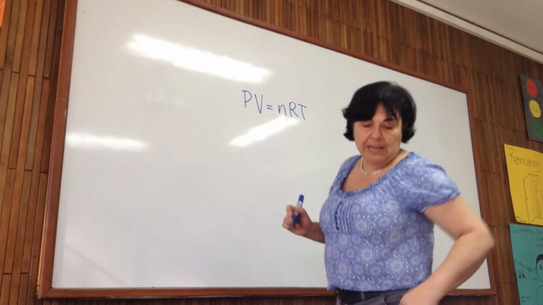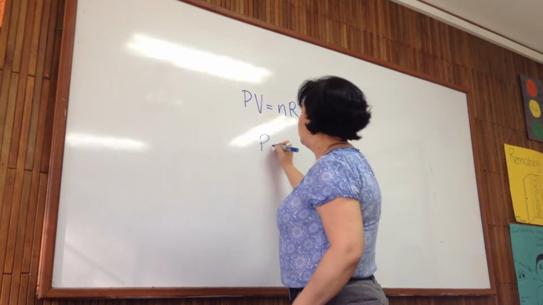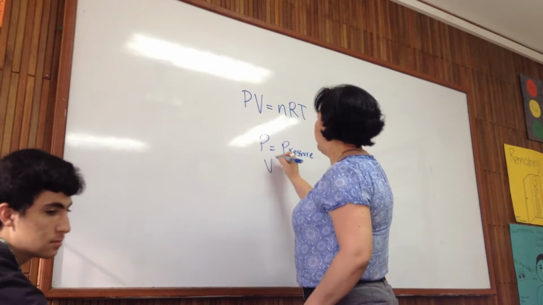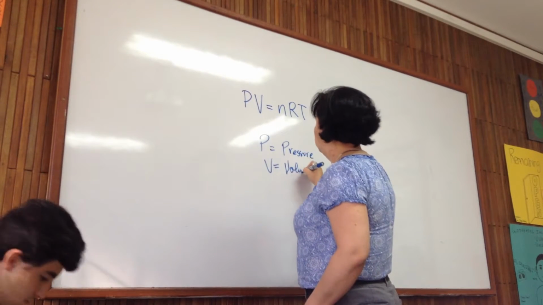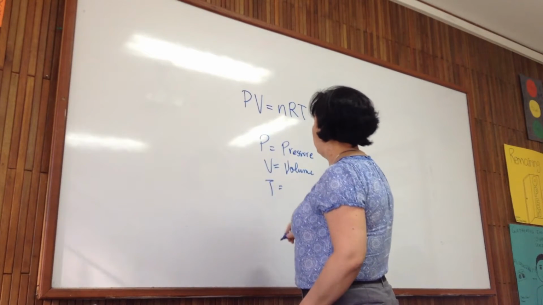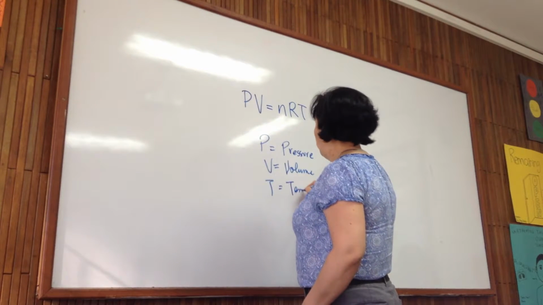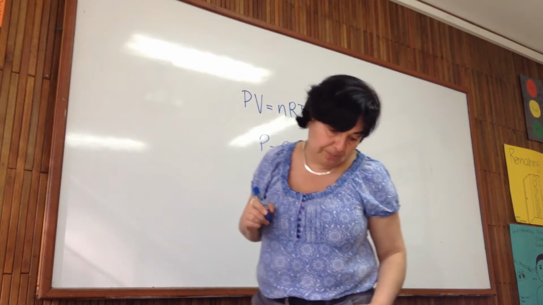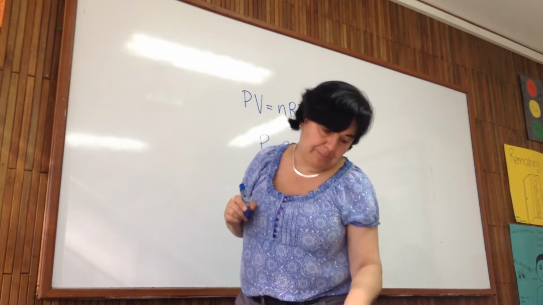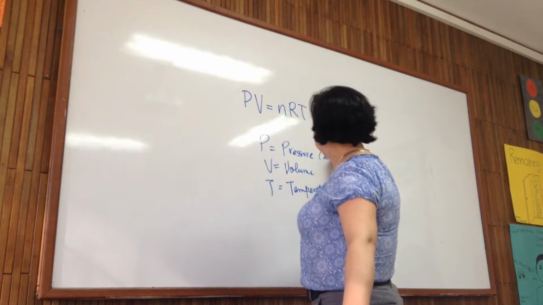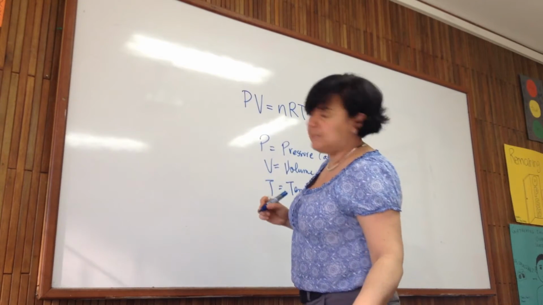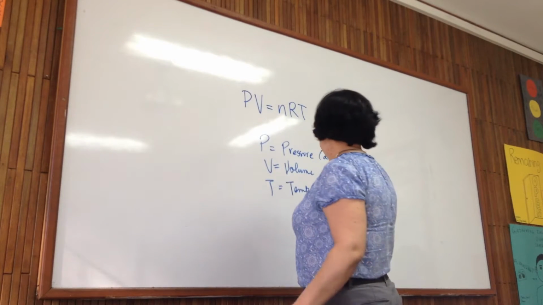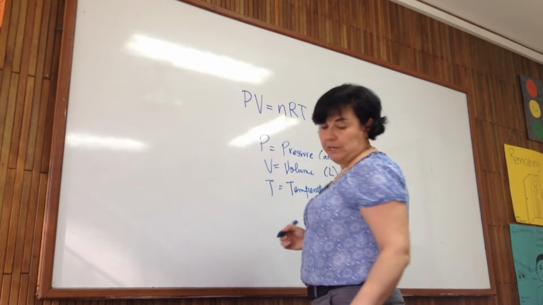Okay. So, what is each thing? What do you think P is? Pressure? Excellent. Pressure. V? Volume. Okay. T? Temperature. Pressure has to be in atmospheres. Volume has to be in liters. Temperature has to be in kelvins, not Celsius, because it's absolute temperature.